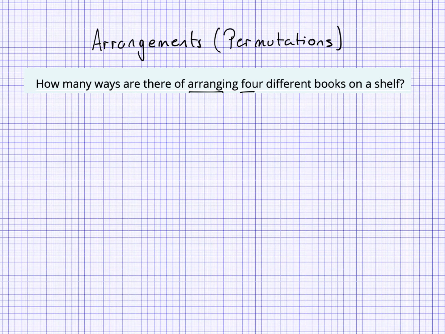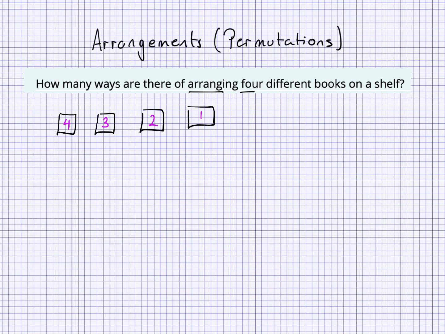The best way to think about it is that you have 4 slots, which are the 4 positions on the shelf, and we have a different number of options for each slot. So I have 4 options for book 1. If I use that book in slot 1, I have 3 options in slot 2, 2 options in slot 3, and the last option is set.